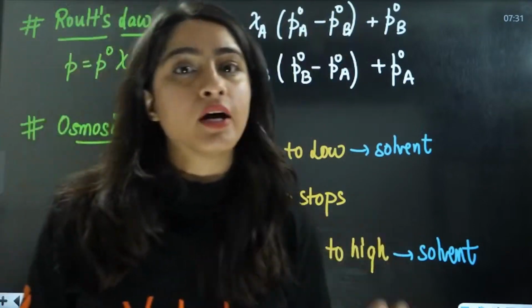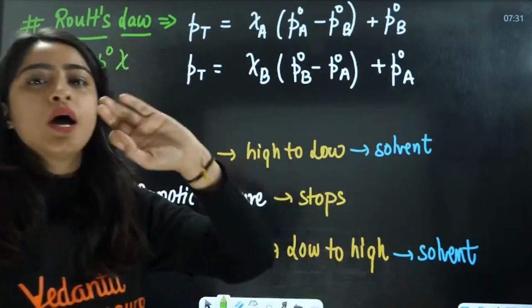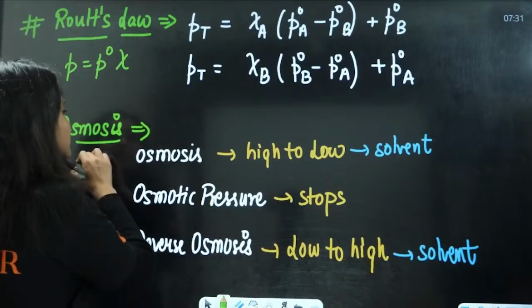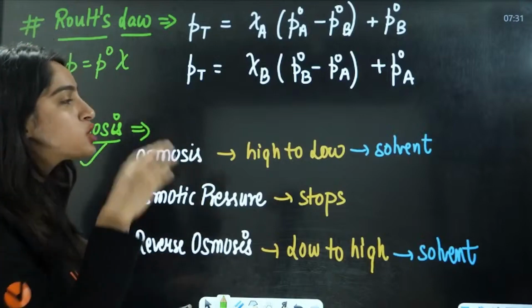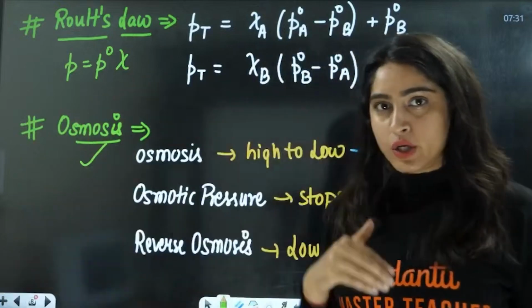If you want to calculate in terms of B, just write B, B, A. Yes, very simple thing to learn this formula, right? Next is osmosis. Now, what is osmosis? Osmosis is the movement of solvent particles from higher concentration to lower concentration.